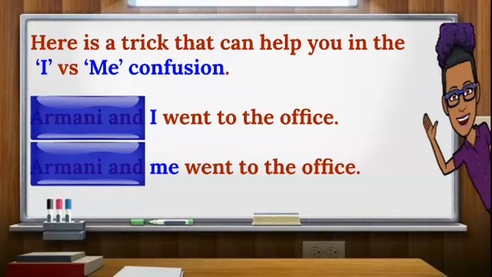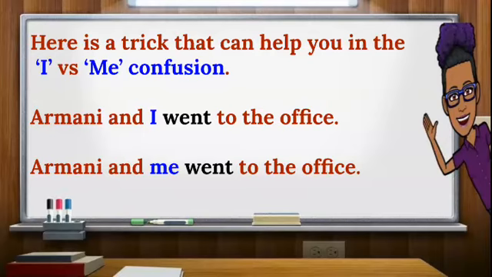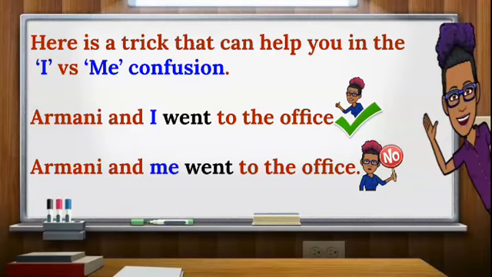Now I'm going to read with my subject pronoun and object pronoun starting my sentences. So here I have "I went to the office" and "me went to the office." From that trick and looking at where my verbs are, I know my sentence "Amani and I went to the office" is the correct sentence and not "Amani and me went to the office."